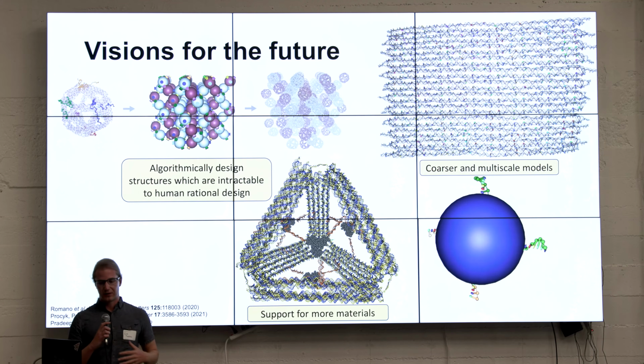And so finally, I'd like to share a couple of visions for what the Schultz lab is going to be working on going into the future, and where we see the community going on the design, simulate, experiment interface. First thing is we'd like to see more algorithmic design for structures, to be able to make things that are beyond human abilities to design.